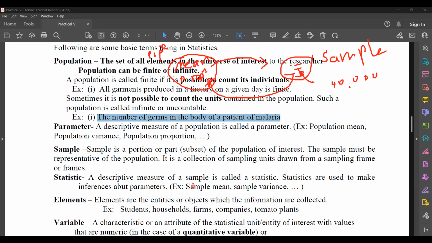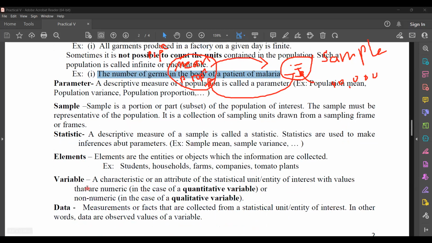And likewise, variable. So here, a variable is a characteristic. We will discuss these variables in detail in the next slides, right? Basically, a variable is a characteristic or an attribute of a statistical unit or entity of interest with values that are numeric or non-numeric.